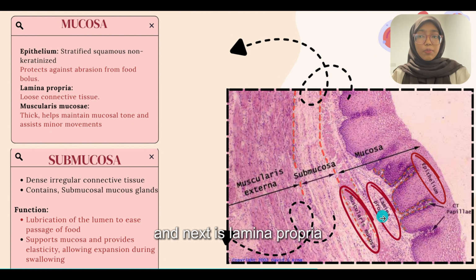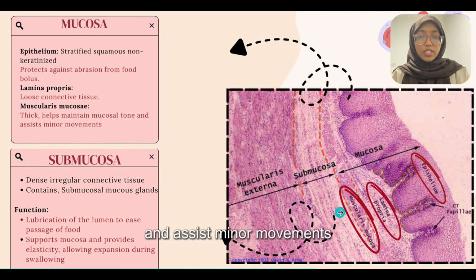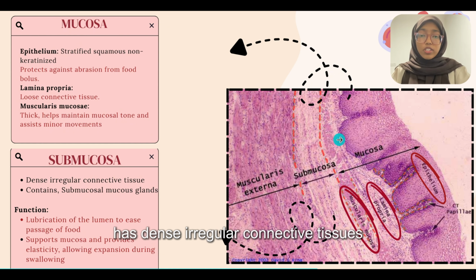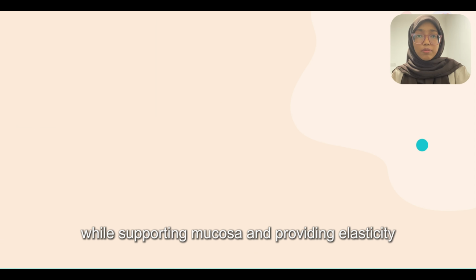And next is lamina propria, which has loose connective tissue, and muscularis mucosa, which helps maintain mucosal tone and assist minor movements. The second layer, submucosa, has dense irregular connective tissue and it lubricates the lumen for easy passage of food while supporting the mucosa and providing elasticity.